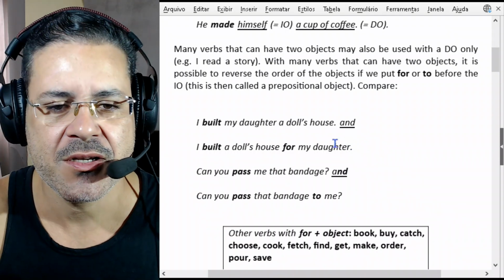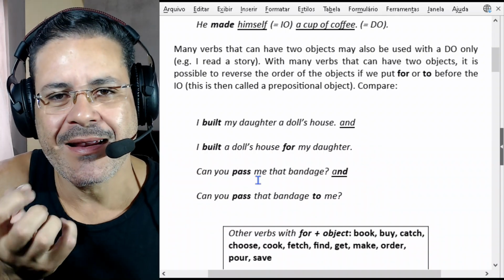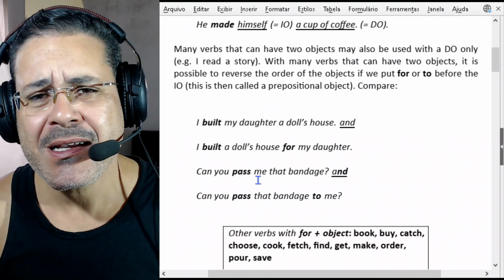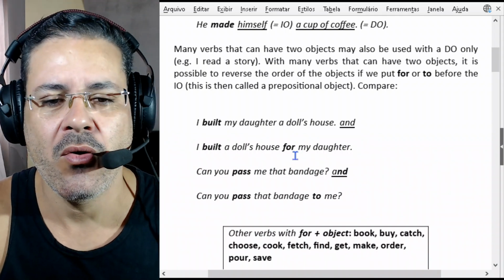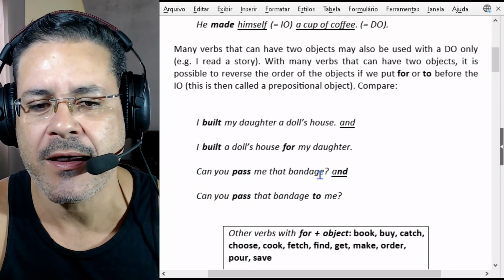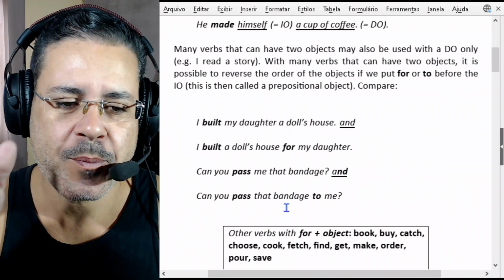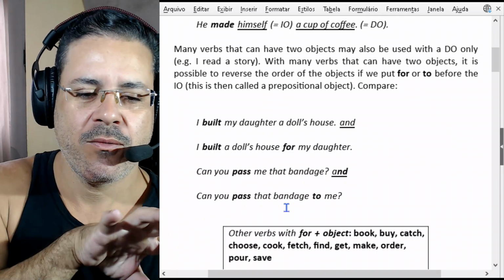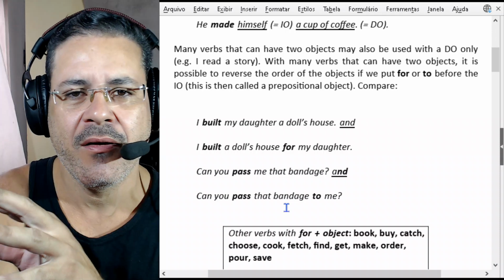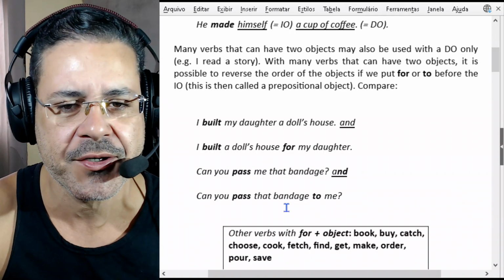Another example, can you pass me that pen? Can you pass me what? That pen. Or you might also say, can you pass that pen to me? So we reverse the order in terms of direct object and indirect object.